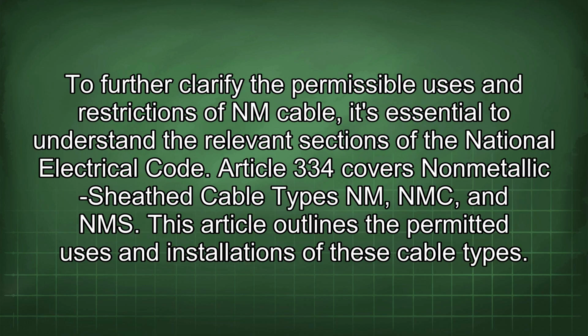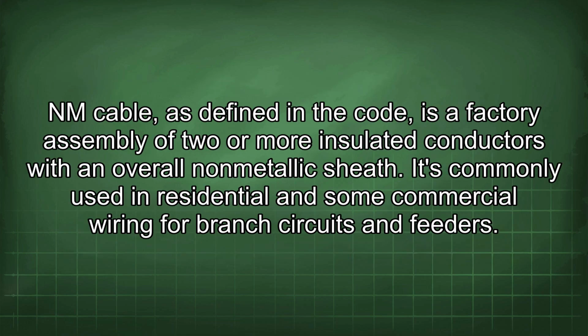To further clarify the permissible uses and restrictions of NM cable, it's essential to understand the relevant sections of the National Electrical Code. Article 334 covers non-metallic sheathed cable types NM, NMC, and NMS. This article outlines the permitted uses and installations of these cable types. NM cable, as defined in the code, is a factory assembly of two or more insulated conductors with an overall non-metallic sheath. It's commonly used in residential and some commercial wiring for branch circuits and feeders.